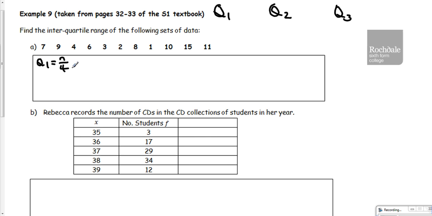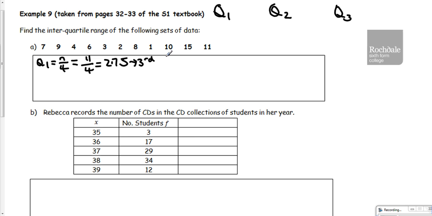So we start by doing not n over 2, because it's not a median, we're doing n over 4. There are, I think, 11 numbers in this list. 11 over 4 works out to be 2.75. Now, that doesn't mean the answer is 2.75, it means we want the 2.75th value, and if you remember, we round it up, so we're looking for the third value.